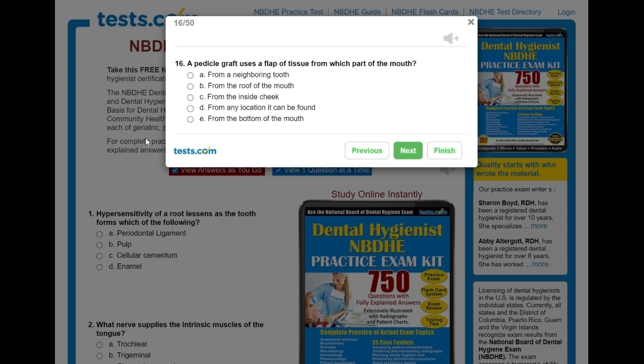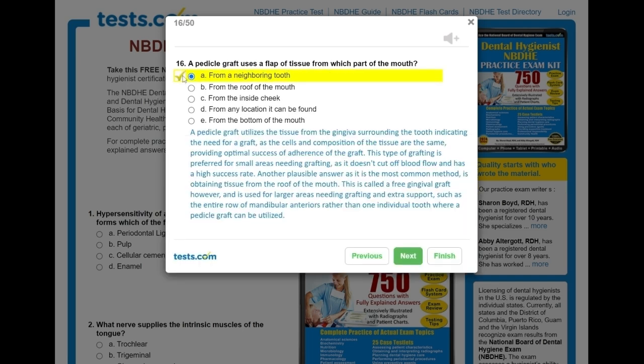Question 16. A pedicle graft uses a flap of tissue from which part of the mouth? A. From a neighboring tooth. B. From the roof of the mouth. C. From inside the cheek. D. From any location it can be found. E. From the bottom of the mouth. A. From a neighboring tooth.